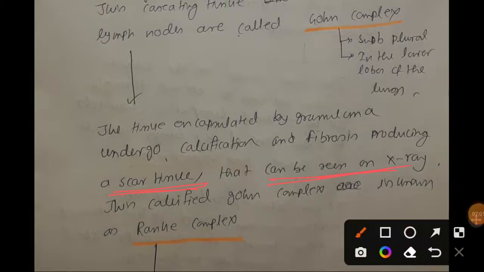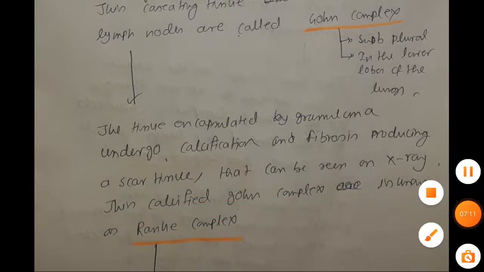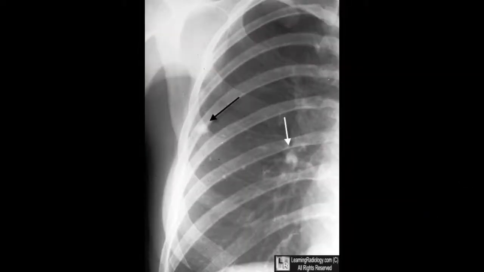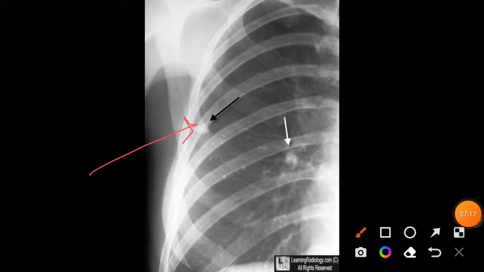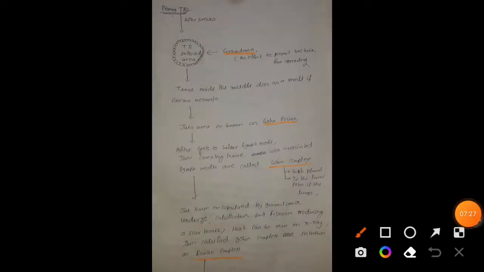This calcified Ghon complex is known as Ranke complex. Clear? So let's see how the chest X-ray will look like in case of Ranke. I have taken this chest X-ray image from Google. These are the X-ray images for Ranke complex.